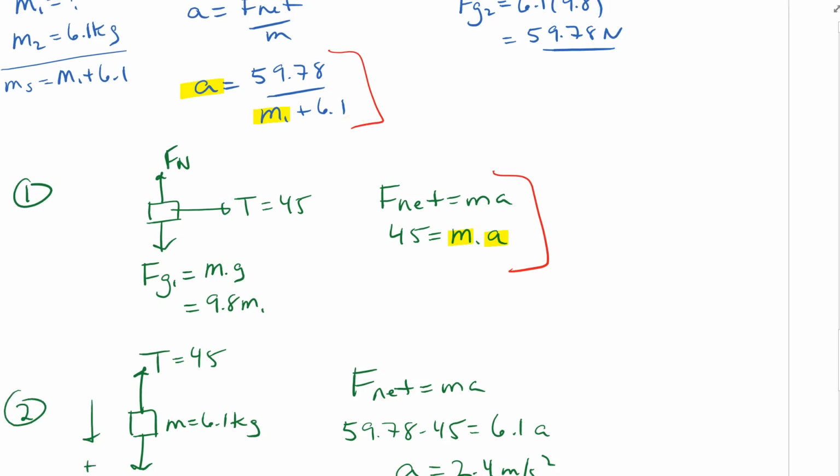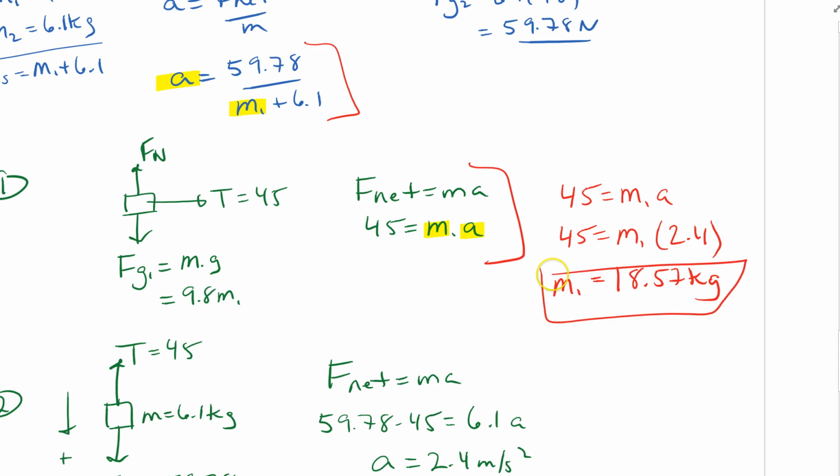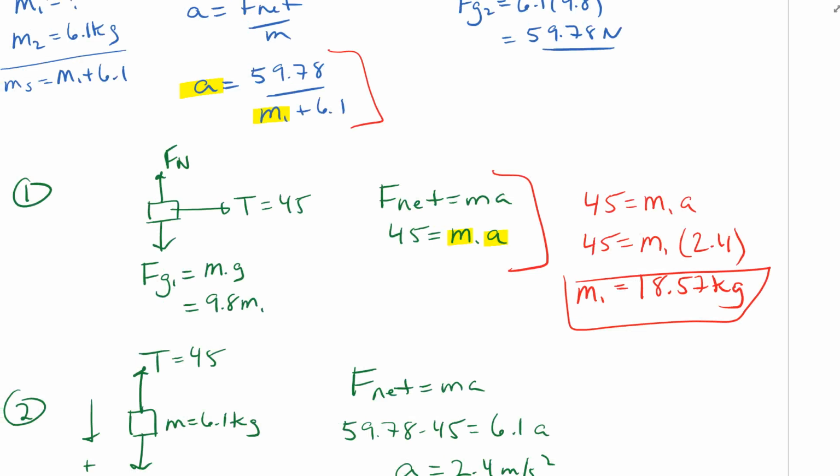So let's use the other object here, and let's say, well, if 45 is equal to m1 times a, and we know the acceleration, here's that 2.4 business. Then we can say 45 is equal to m1 times 2.4. Divide both sides by 2.4, and we get m1 is equal to 18.57 kilograms. And that's pretty cool. And we could even do one more little check, and plug in the A and the M1 and see if that works.